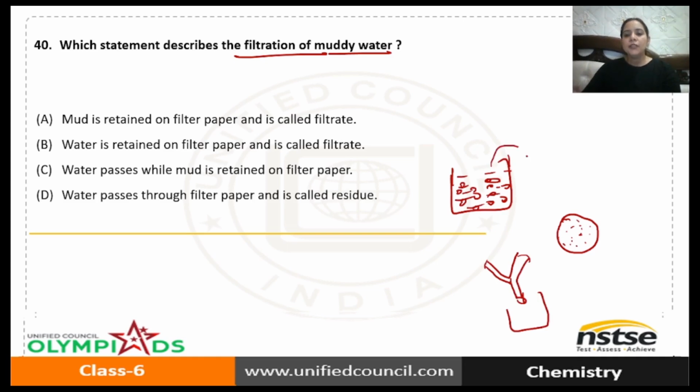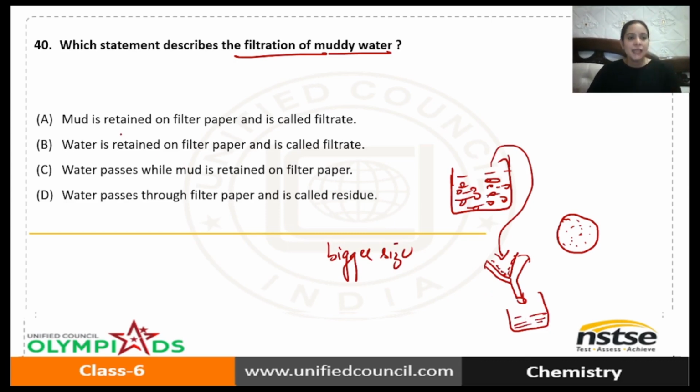So if you pour this mixture through the filter paper, you will see that mud particles are bigger in size. They won't be able to pass through the filter paper. Therefore, they will stick to the filter paper, but water will pass into the beaker kept below the funnel.